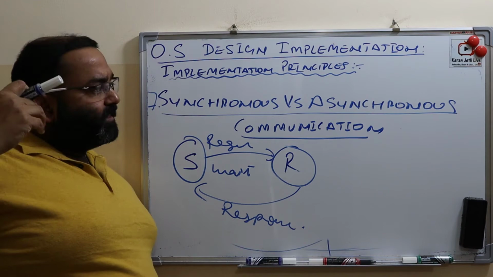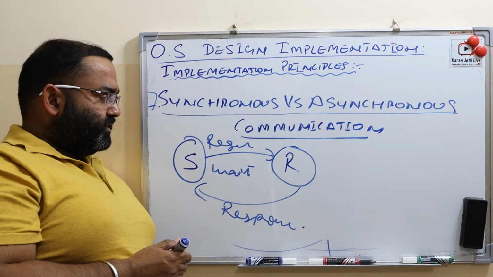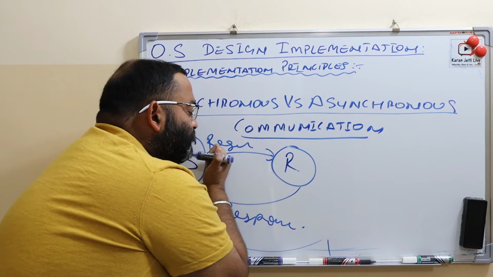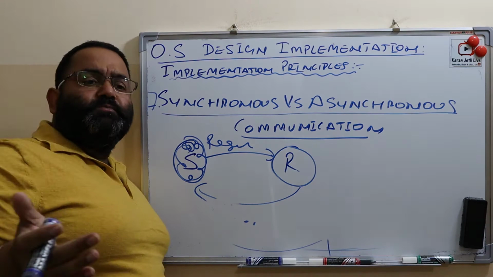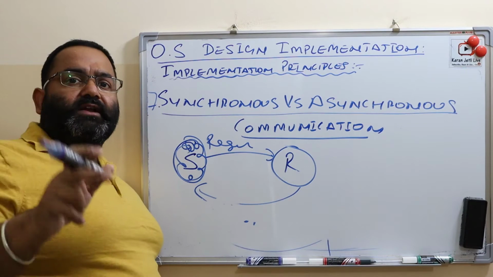So the other approach is asynchronous communication, where the sender sends the request to the receiver and does not wait for the response. Rather, it sends a request and keeps on continuing its job. When the receiver sends the response, then it receives it. Until then, instead of waiting, it will continue its task. So what is this called?